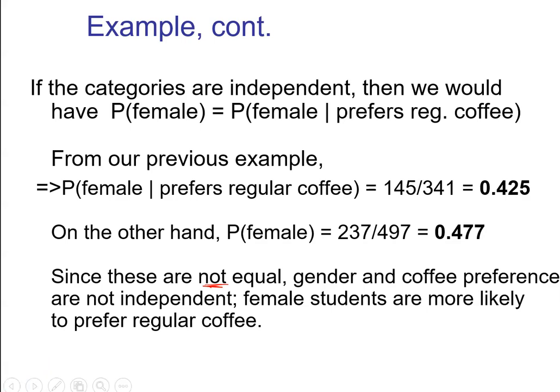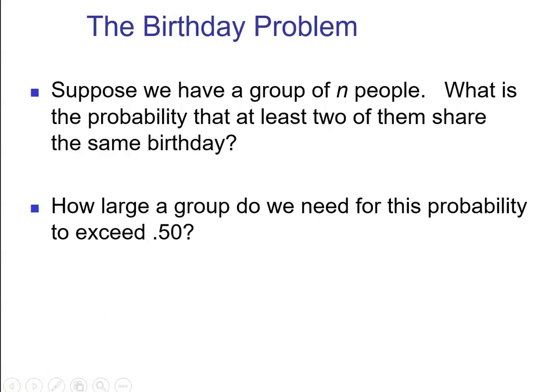Okay, so let's talk about a famous problem here, the birthday problem. Suppose we have a group of n people. What is the probability that at least 2 of them share the same birthday? Also, how large of a group do we need for this probability to exceed 50%?